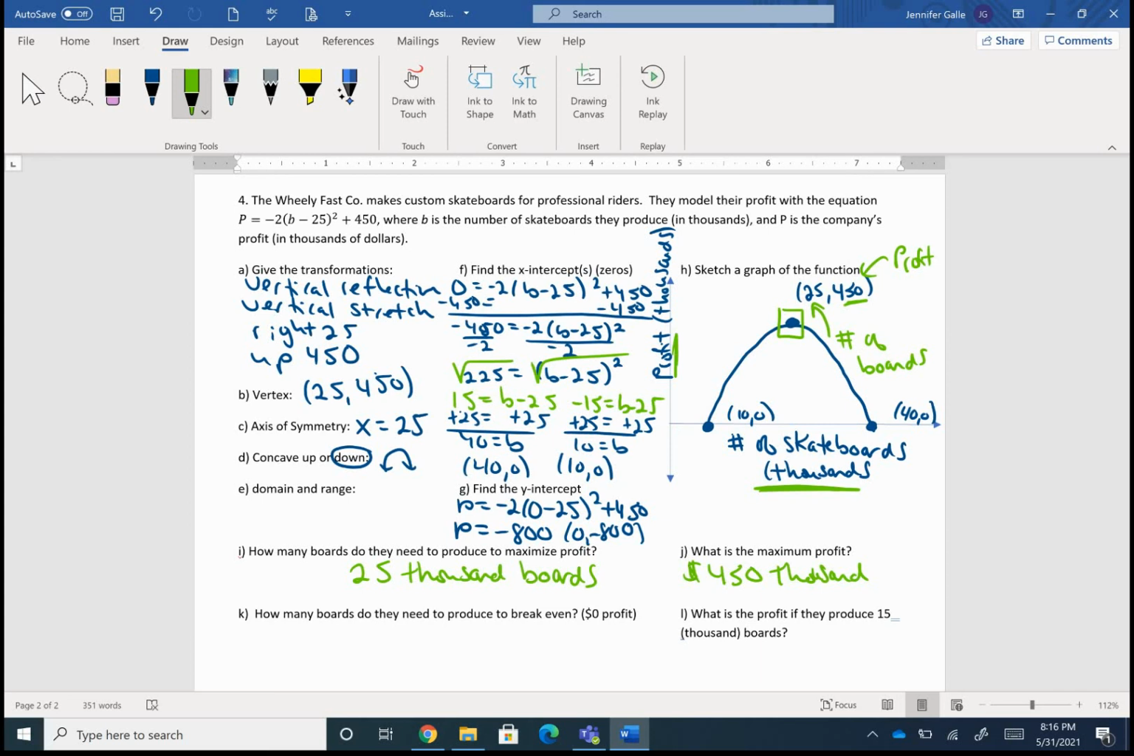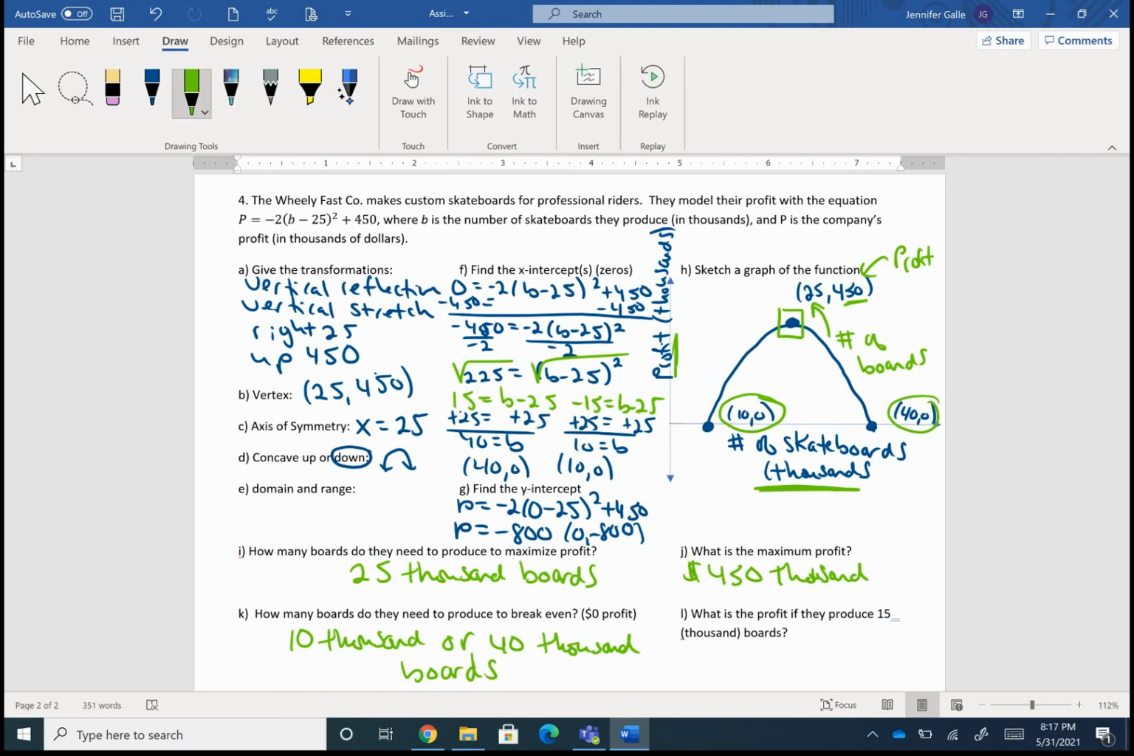How many boards do they need to produce to break even, which would be a 0 profit? That happens at two places, 10,000 and 40,000. So 10,000 or 40,000. And again, we should have the label boards on there.